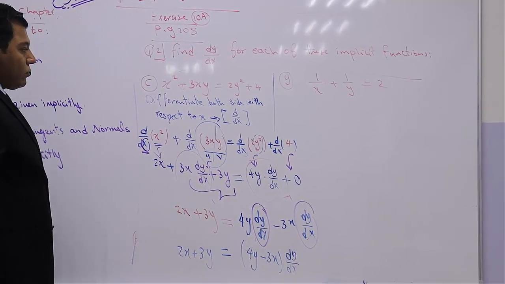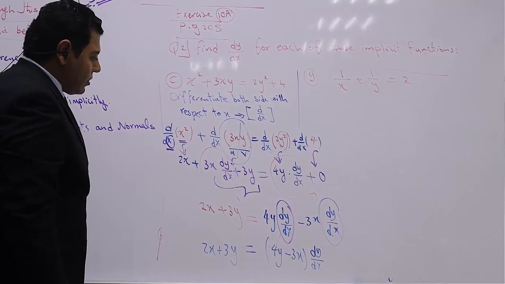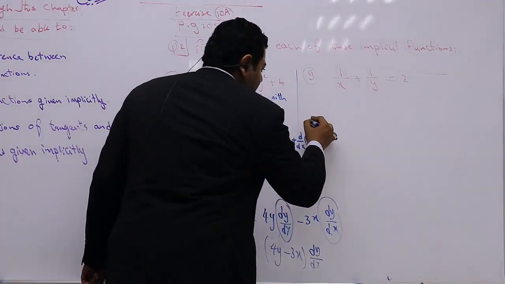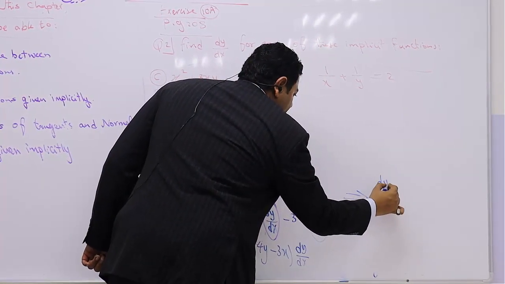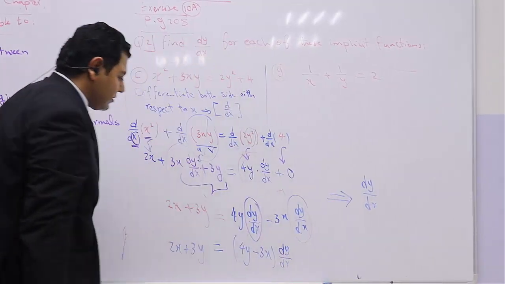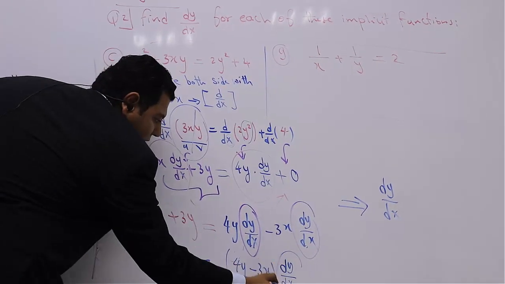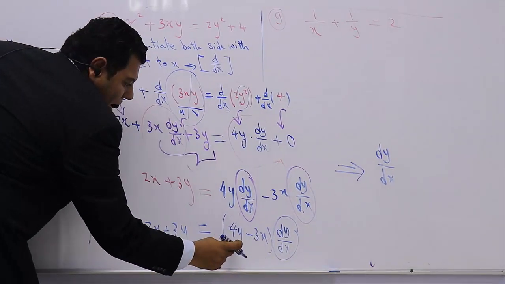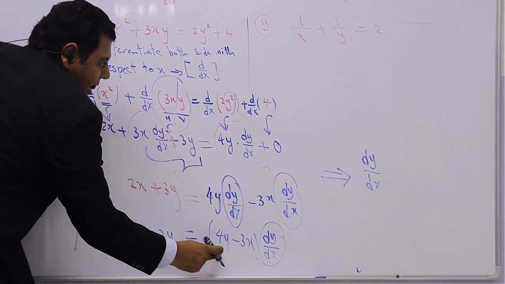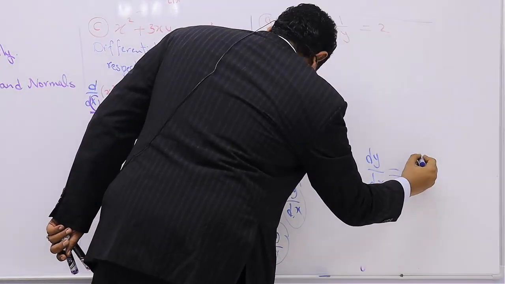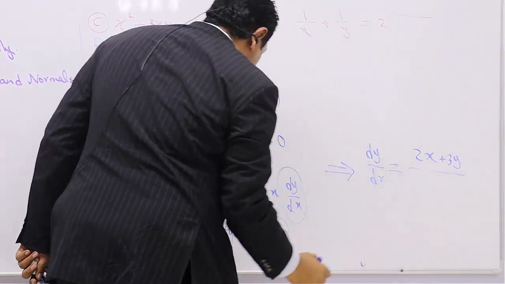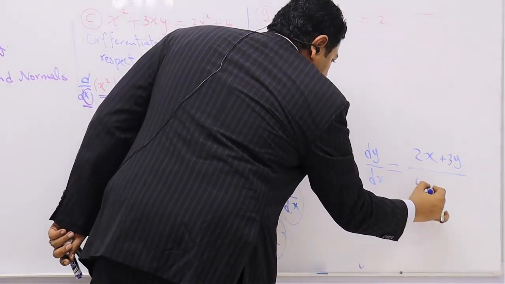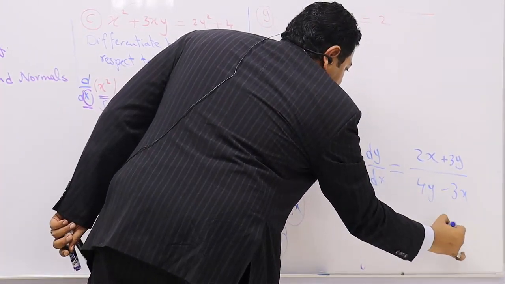So finally, to find dy over dx, what do we have to do? I need to find dy over dx, so we just need to divide by 4y minus 3x. So dy over dx is equal to 2x plus 3y divided by 4y minus 3x. That is it.